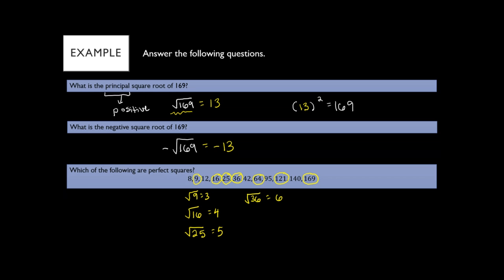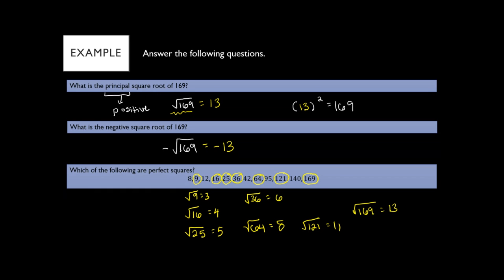We don't have a number on here that will give you 7, but that would be the square root of 49. Square root of 64 gives you 8. 81 would give you 9. 100 would give you 10. Square root of 121 gives you 11. 144 would be 12. And then we've got 169, which is 13.